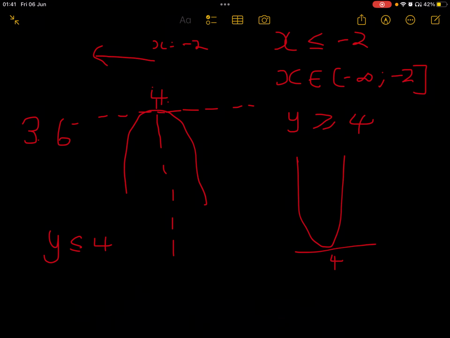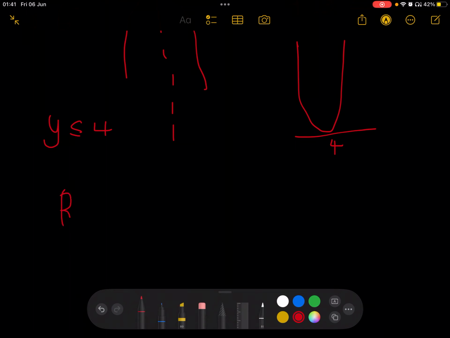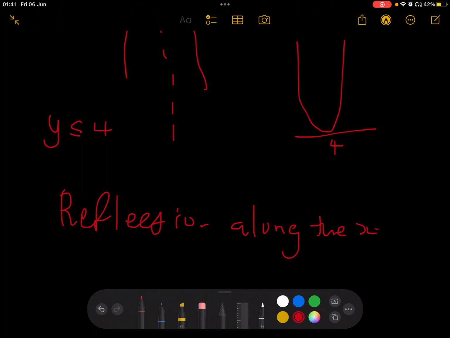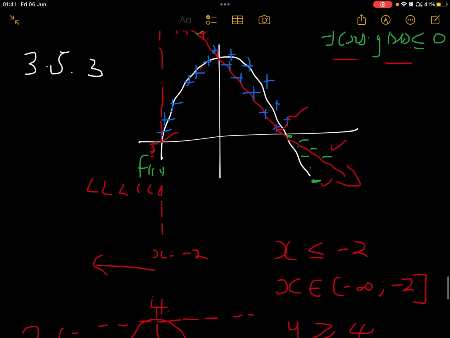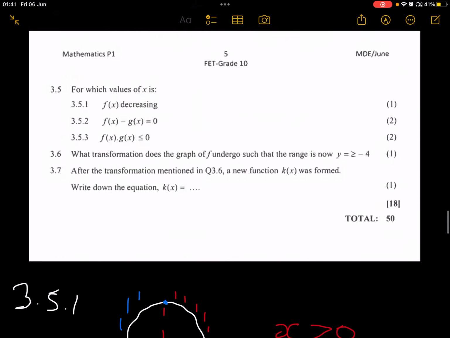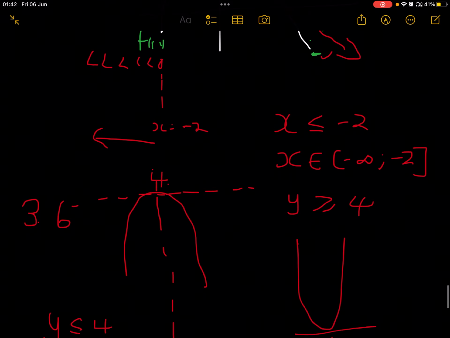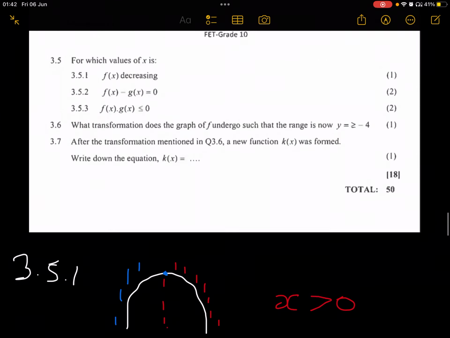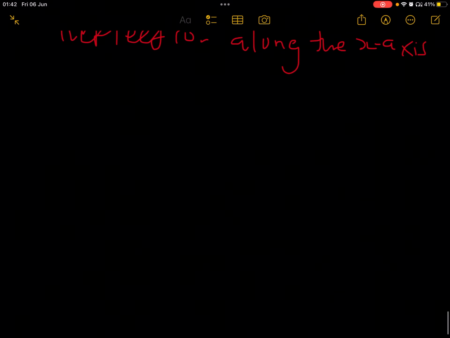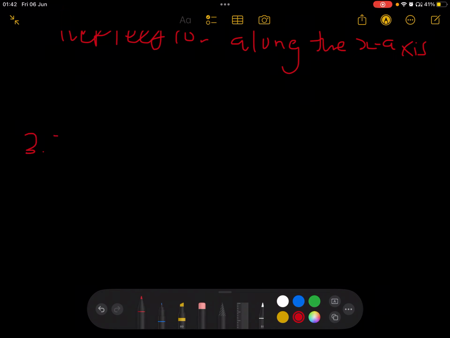So the transformation that has been done is a reflection along the x-axis. Last question, 3.7. After the transformation mentioned in 3.6, a new function k of x was formed. Write down the equation of k of x. Okay, now that's 3.7. So you have k of x.